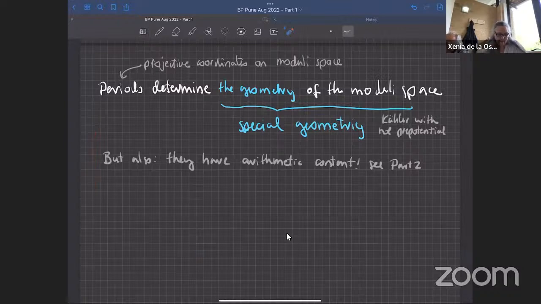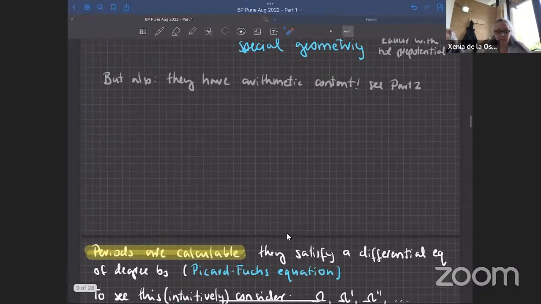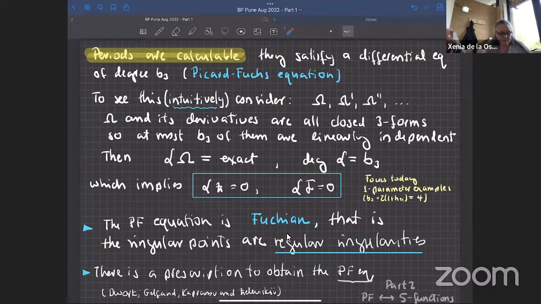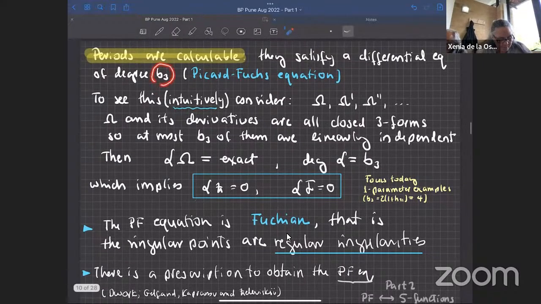So these periods, as I said earlier, have arithmetic content, and this will be seen more explicitly on Thursday when Philip gives his talk. Something that is rather important, and the reason this description of the complex structure moduli space is useful, is that periods are calculable. You can conceive, for example, of writing the holomorphic form and integrating on a basis, but that is usually hard. But you can compute periods because they satisfy a differential equation of degree b_3, b_3 being the third Betti number. And this equation is called the Picard-Fuchs equation.